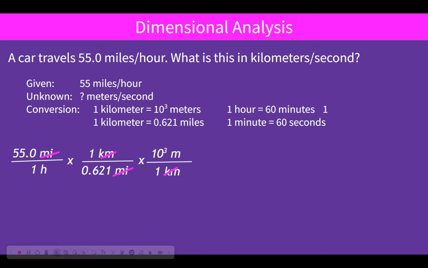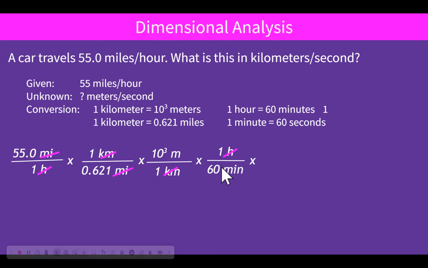Now, if I were to solve this problem right now, my units would be meters per hour. But remember, our problem asked us for meters per second. So now I'm going to convert hours to seconds. Okay, so I'm going to do the same thing. I'm going to set up my conversion factor. This time, since hours is on the bottom, we want hours to be on the top of our conversion factor. And 1 hour is equal to 60 minutes. So hours cancel out.